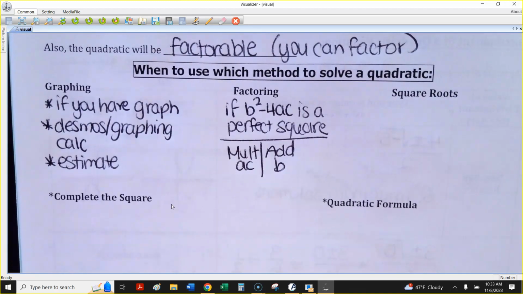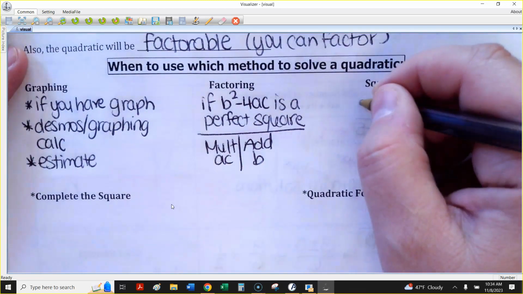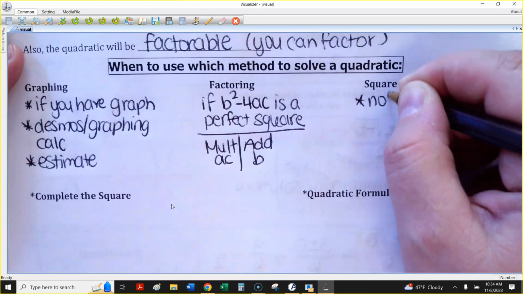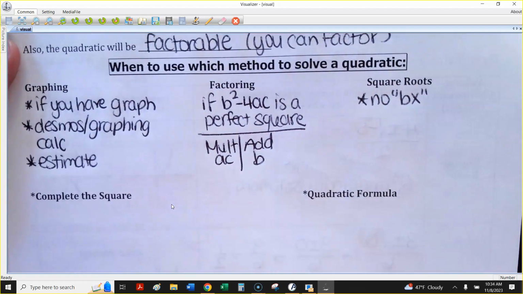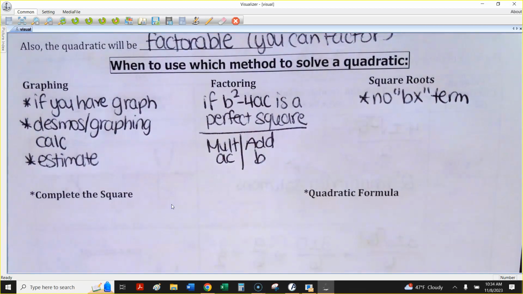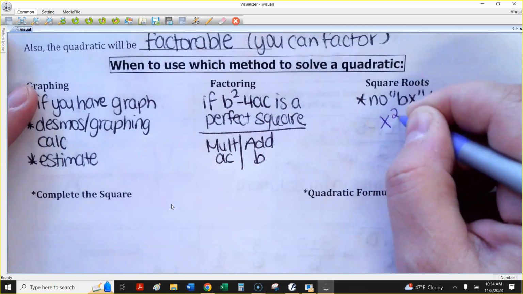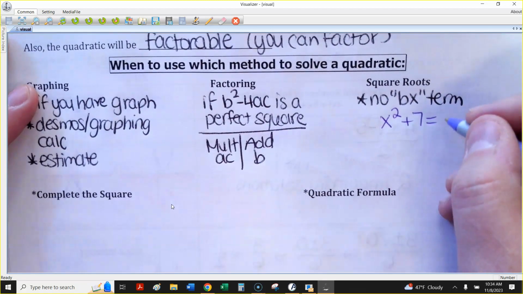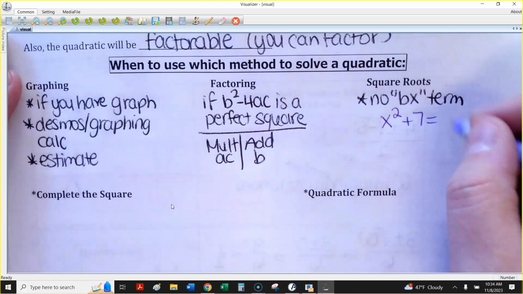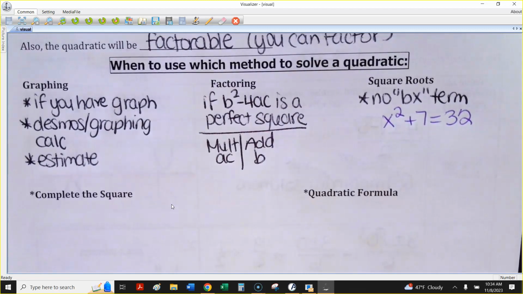Now, square roots, I would tell you two scenarios for square roots, and I'm just going to give you a little example. So square roots, I would say if you have no linear term, which would be the b times x term, I would definitely use square roots instead of one of these other strategies. I'm just going to make up a little problem to show you. Let's say we had 2x squared plus 7 equals 32 or something like that. I can just get x by itself, take the square root of both sides, and be done. So no bx term, I wouldn't need to factor that, I wouldn't need to graph that, I could just use square roots.